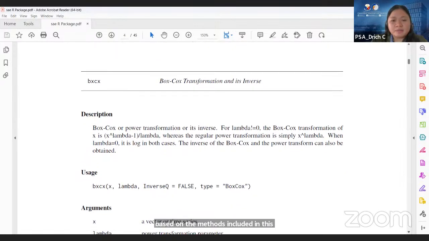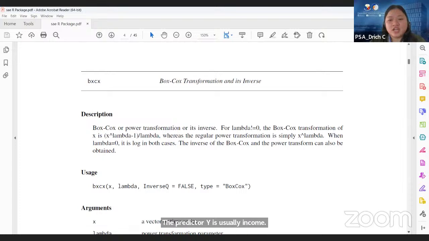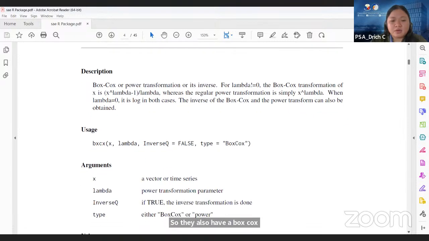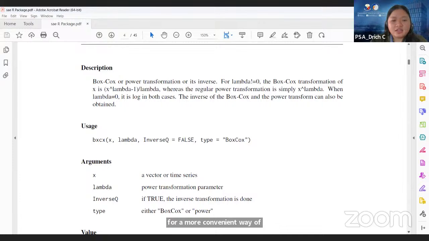One of the initial inclusions is the Box-Cox transformation and its inverse, because usually the predictor Y is income or expenditure, and we know that they should be transformed to be able to generate a better model for estimating this indicator. So they also have a Box-Cox transformation included in the package for a more convenient way of estimating. And then the description is already available in the usage.